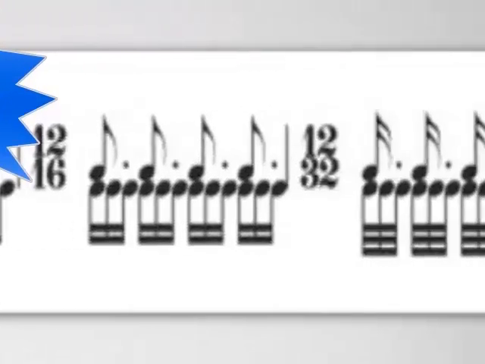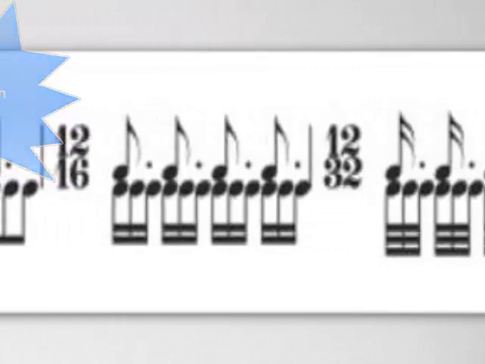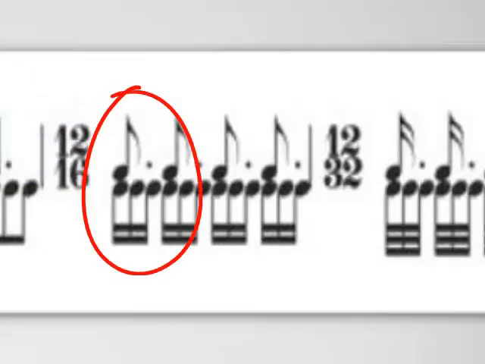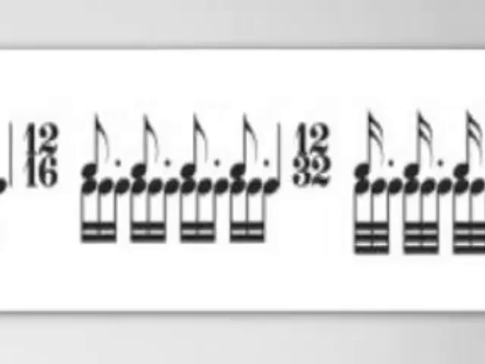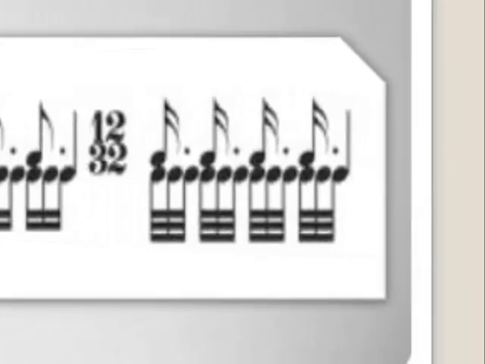The next example is in 12/16. Here we can join the first and the second beats together. To do that, you would use a dotted quarter rest. These third and fourth beats can be joined together, and that would also be a dotted quarter rest. In 12/32, you'd be using a dotted eighth rest for the first part of the measure and a dotted eighth rest for the second part of the measure. Remember, you can never join the second and third beats together.